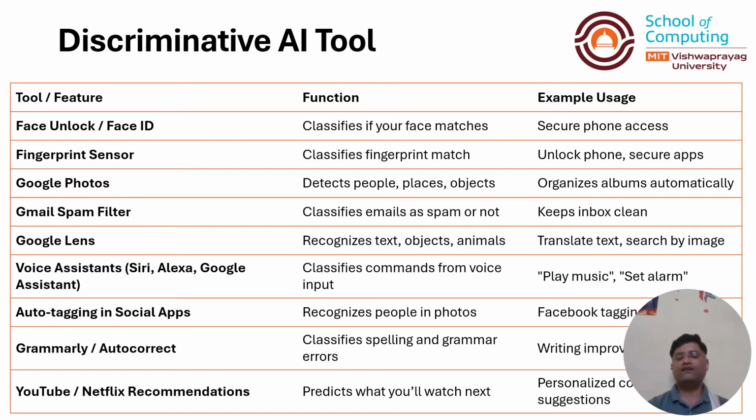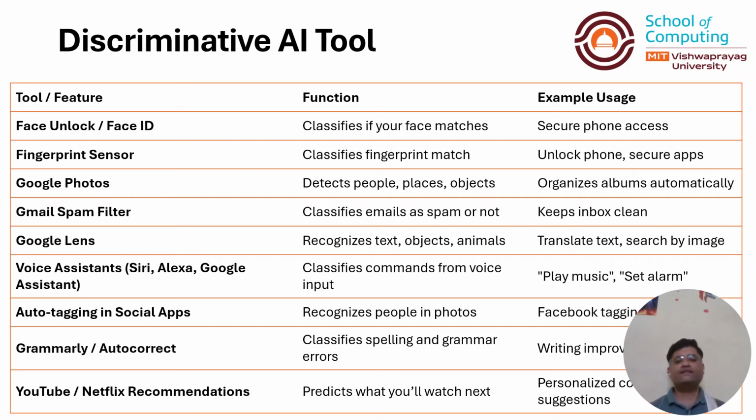Face unlock. It helps to classify whether the face is of a specific person or not. Fingerprint sensor. Again like face, it is able to identify whether the fingerprint is of a specific user or not. Google Photos. They help us to categorize the photos based upon the people, places and the objects contained in that photo. Gmail spam filter. It helps to classify whether the email is spam or not. Google Lens. Google Lens helps in many ways. Translating the text, recognizing the object.